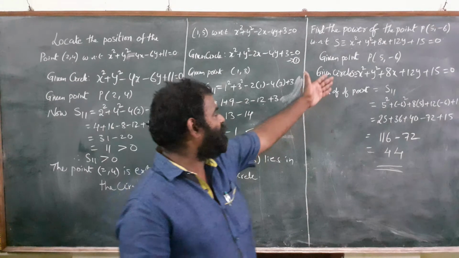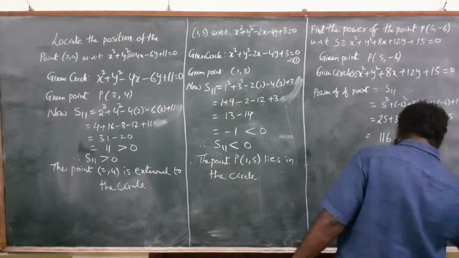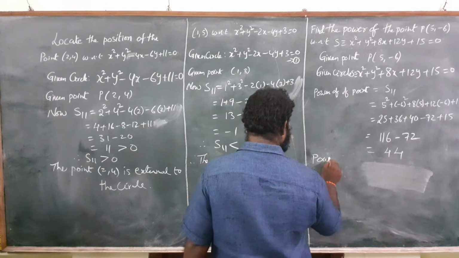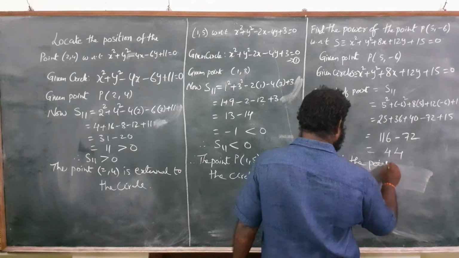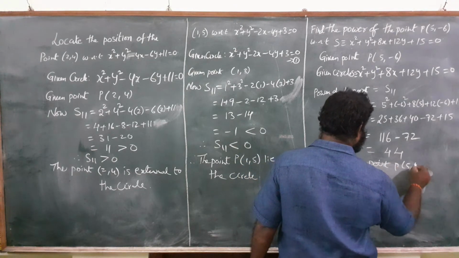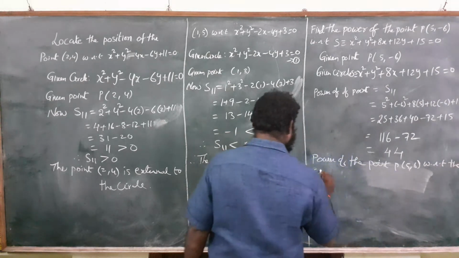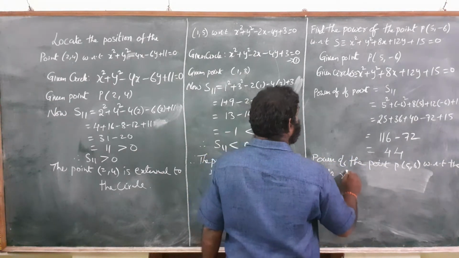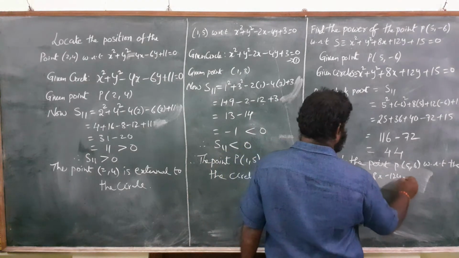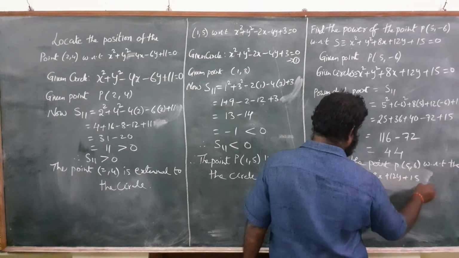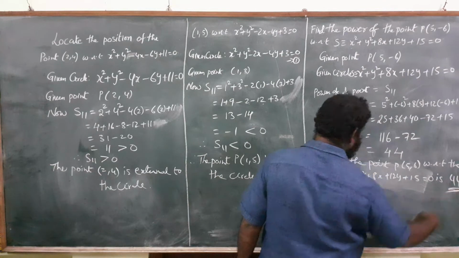Power of the point P(5, minus 6) with respect to the circle x square plus y square plus 8x plus 12y plus 15 equal to 0 is 44.